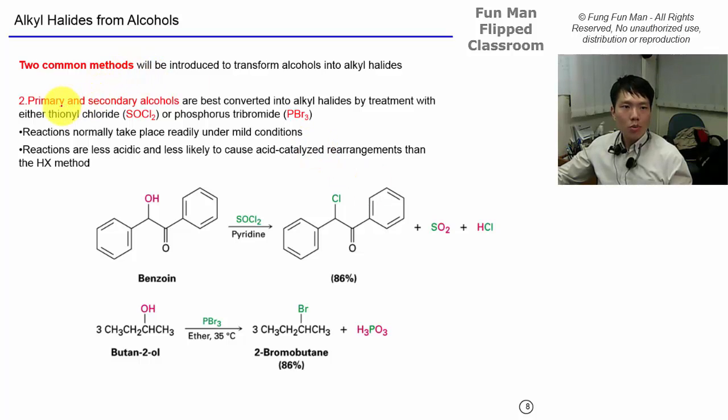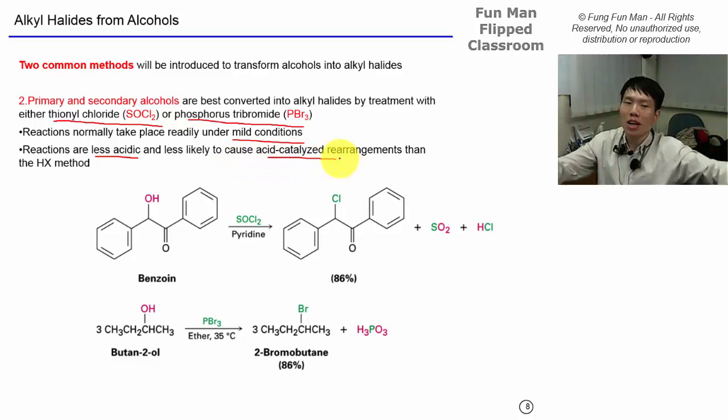To convert primary or secondary alcohol into the alkyl halide, we prefer to use thionyl chloride, symbol SOCl2, or phosphorus tribromide, PBr3. Because this reaction takes place readily under mild conditions, sometimes room temperature or just a bit of heat, warm. The reactions are less acidic and also less likely to cause an acid-catalyzed rearrangement that gives byproducts which you want to avoid. So this is a schematic diagram.